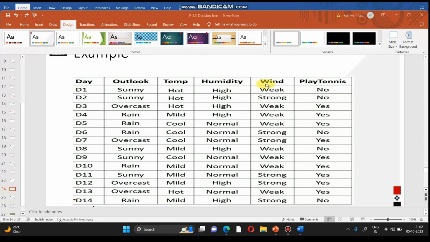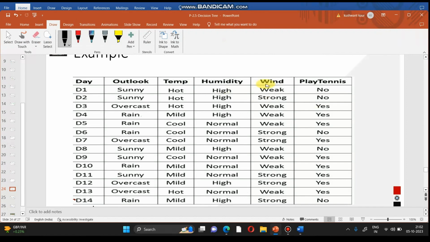On the basis of these 4 attributes, the decision is taken whether someone will play tennis or not. Like in the first one, it is saying that if the outlook is sunny, temperature is hot, humidity is high, wind is weak, then it will play tennis. Similarly, for day 4, if the outlook is rain, temperature is mild, humidity is high, wind is strong, then tennis will be played in this case.